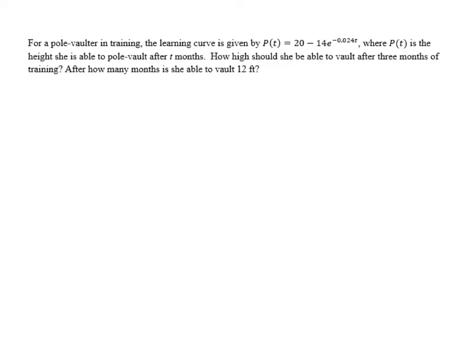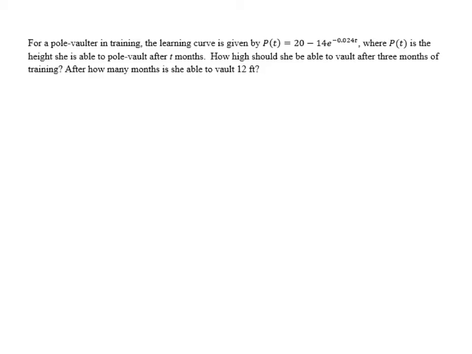For a pole vaulter in training, the learning curve is given by P(t) = 20 - 14e^(-0.024t), where P(t) is the height she is able to pole vault after t months. How high should she be able to vault after 3 months of training? After how many months is she able to vault 12 feet?